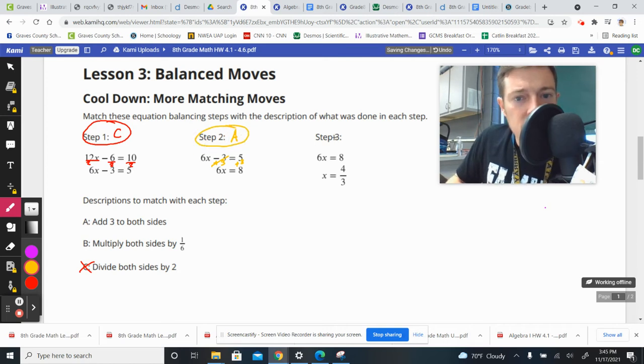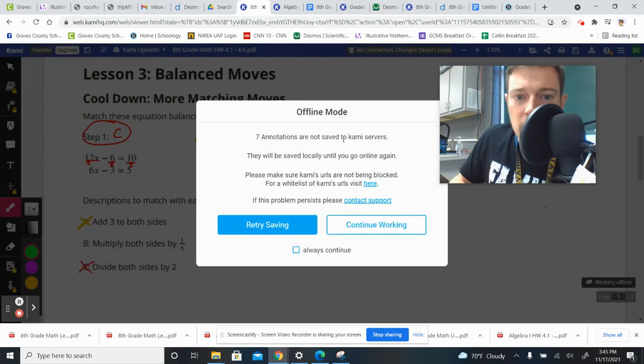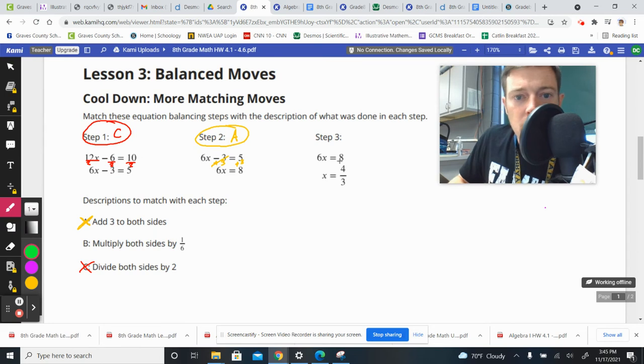And then lastly, for step 3, process of elimination tells us that it's going to be B, but let's talk about why it's B. We need to understand. So we want to see why it's B. This particular one right here says multiply both sides by 1/6. Now multiplying by 1/6 is the same as dividing both sides by 6. They are the same thing.